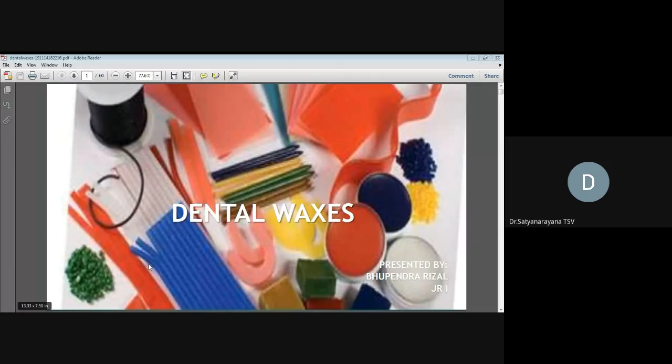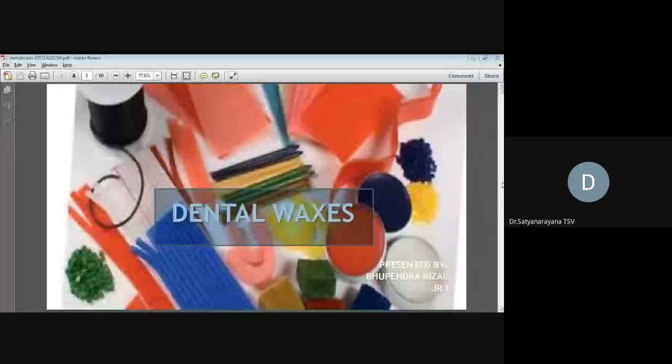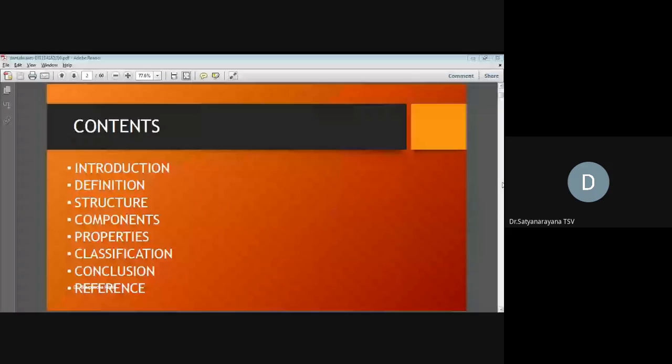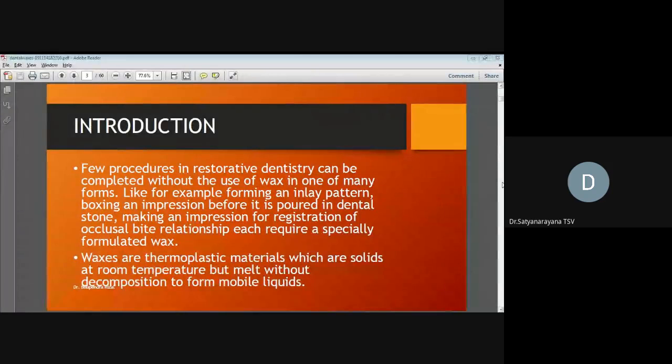Okay, we are going to talk about dental waxes. What all it includes: introduction, definition. Okay, why do we need dental waxes?